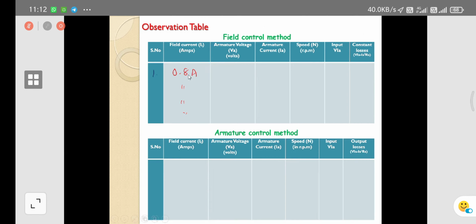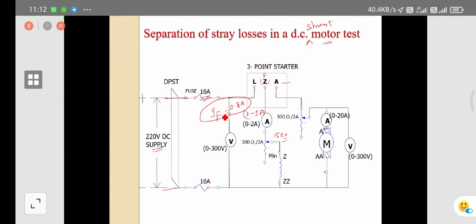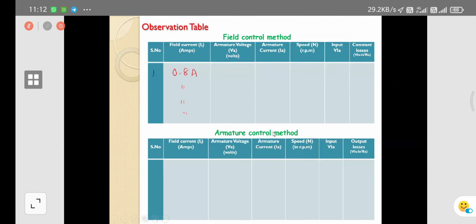Otherwise, you can fix it. You have assumed 0.8 amps as the field current, so whatever the speed is, like 1600 rpm or 1500 rpm, you take the reading. The speed will be 1600 rpm at 0.8 amps. I am just assuming that here, so you have to assume 0.8 amps here.